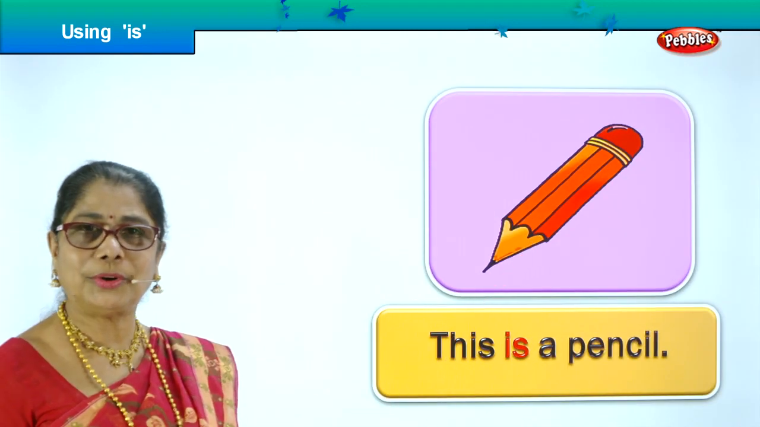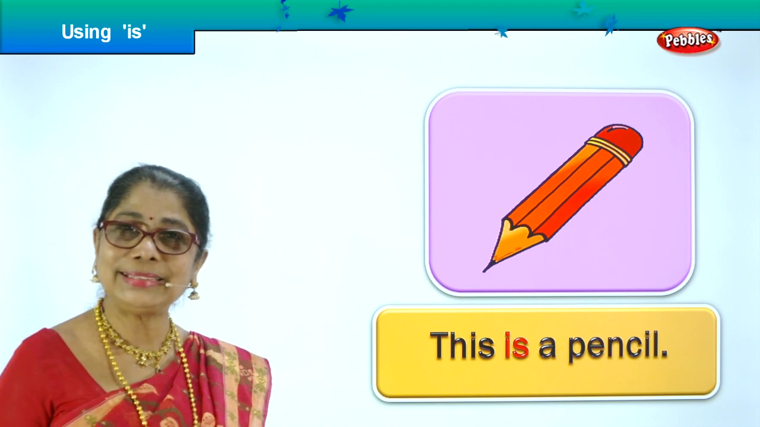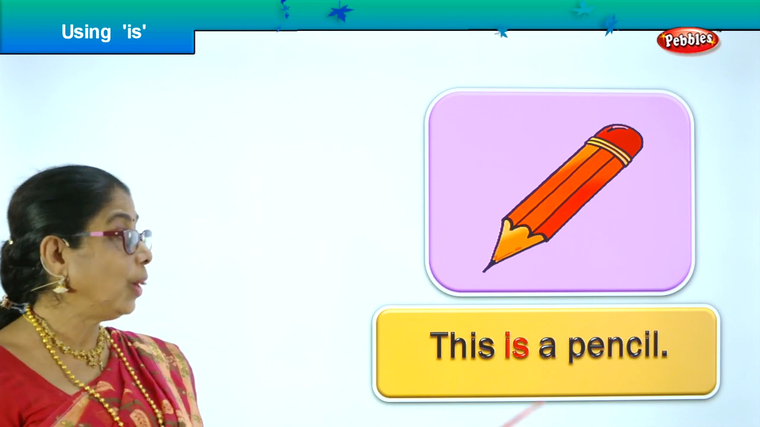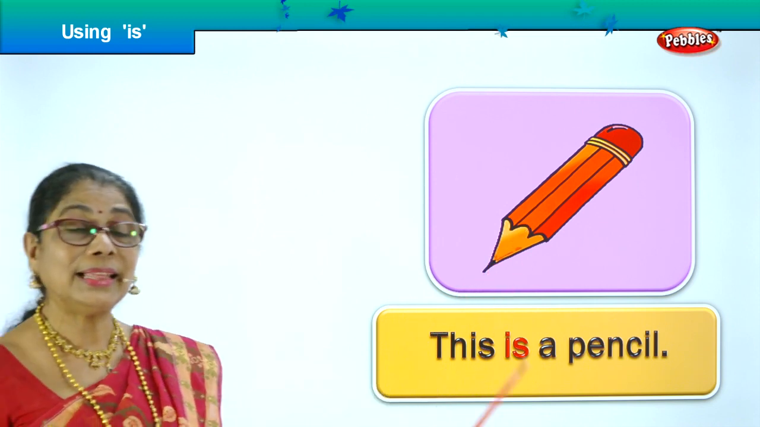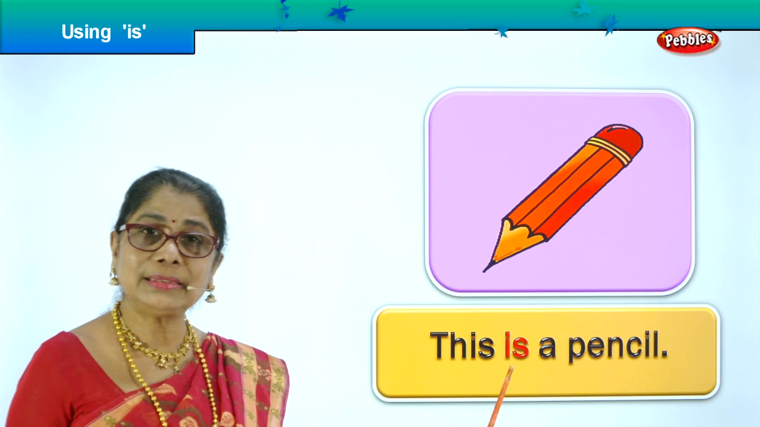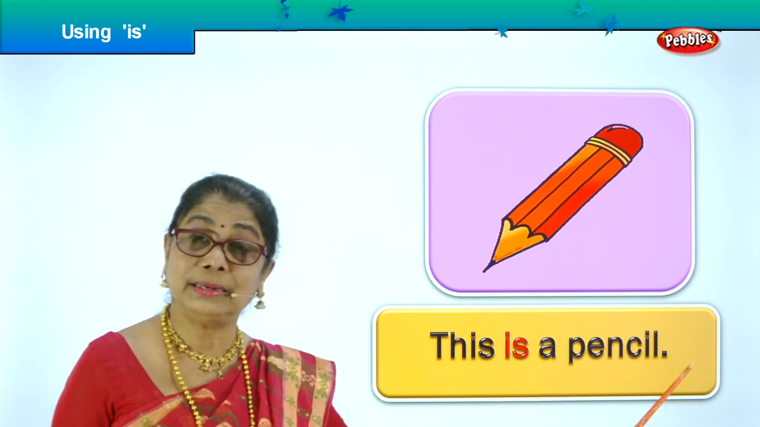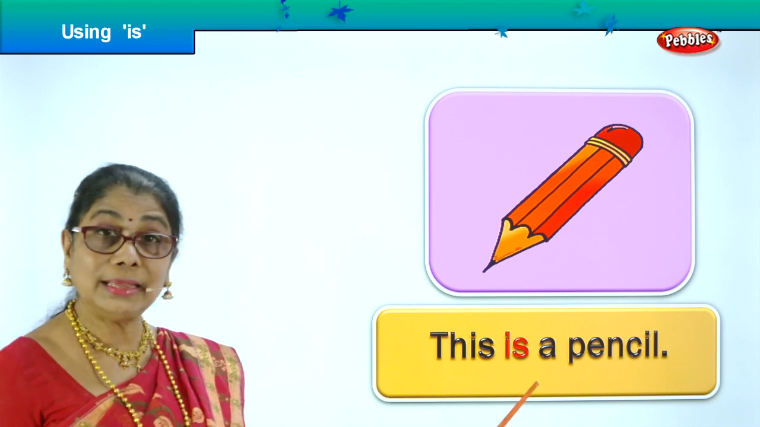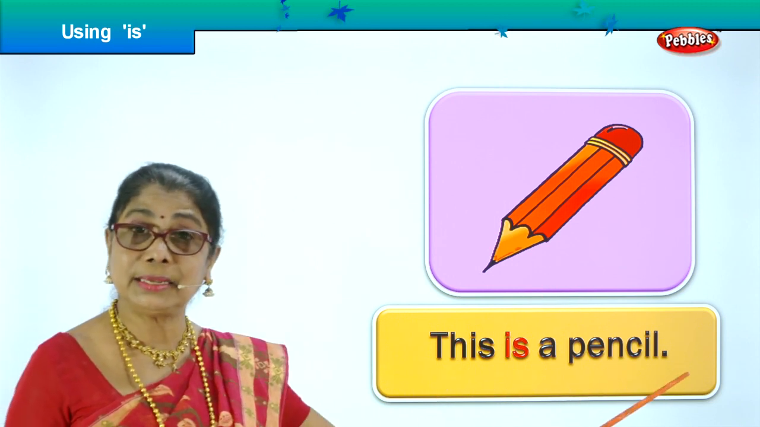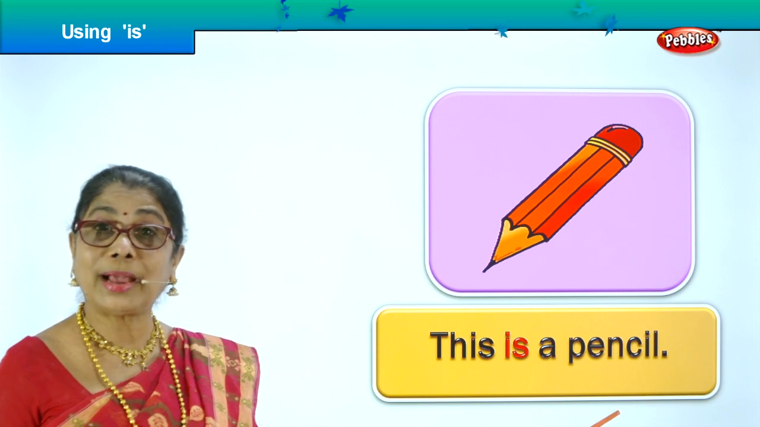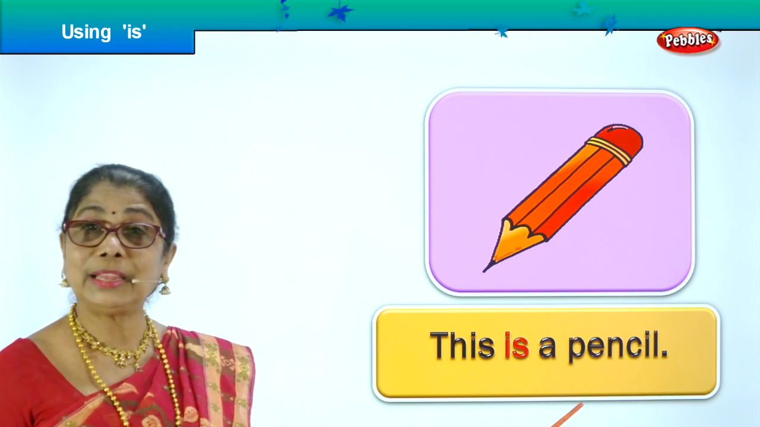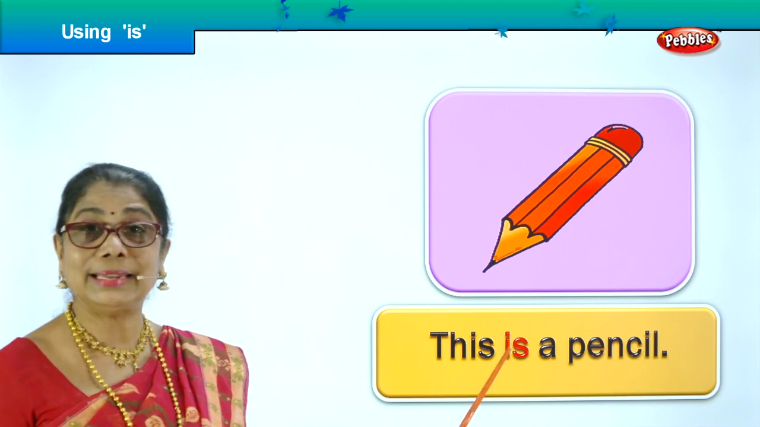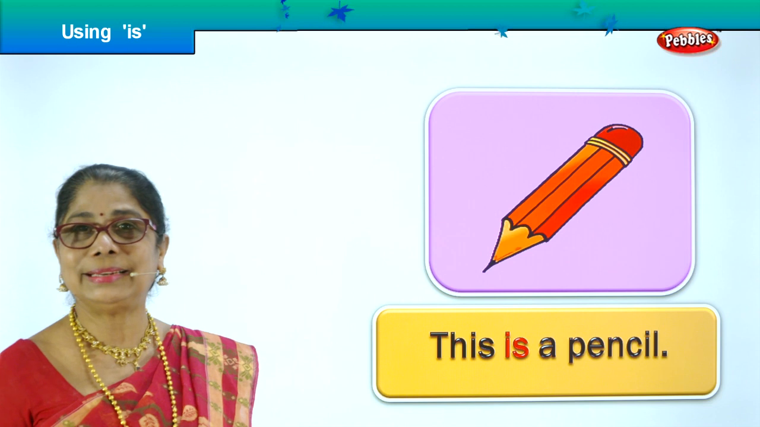What do you use this for? Do you have one like this? Yes, for writing. You write with your pencil. What is this? This is a pencil. Read again. What is this? This is a pencil. You use a pencil to write. Yes? And when you make a mistake, you rub it off. The sentence using is in it. This is a pencil. Good.